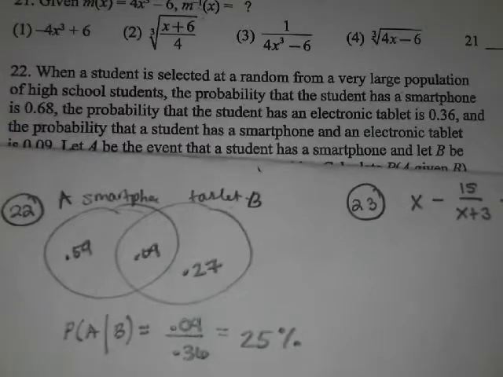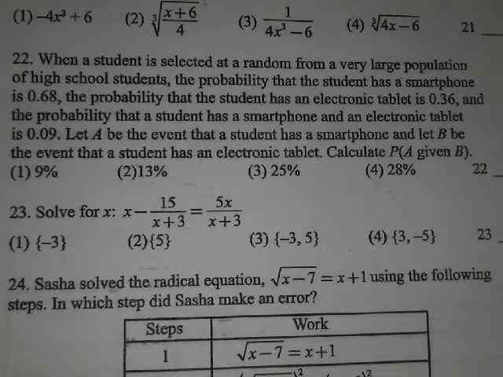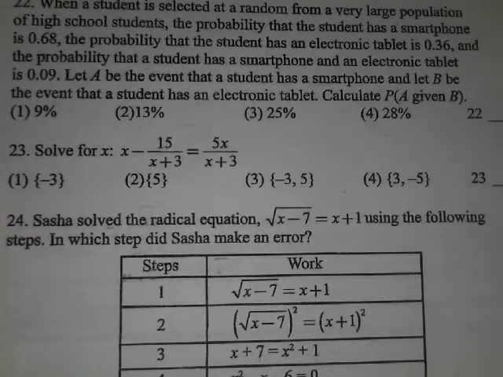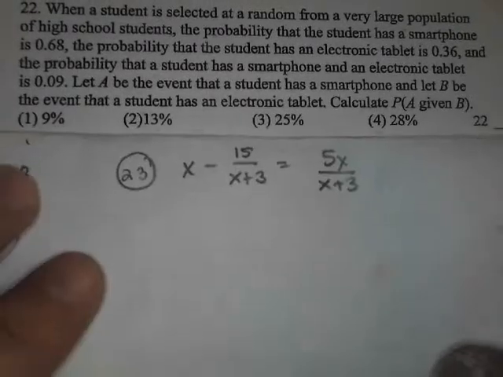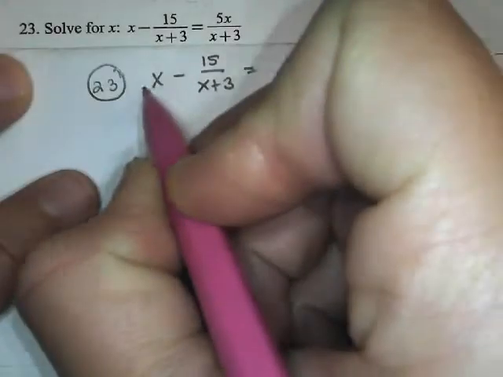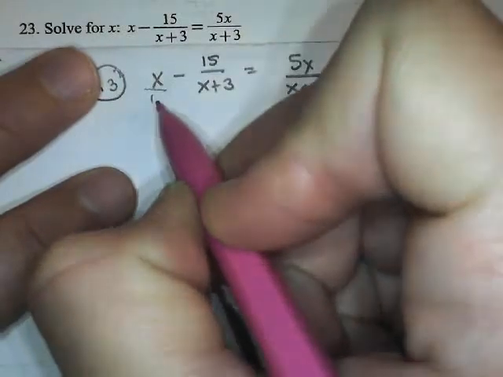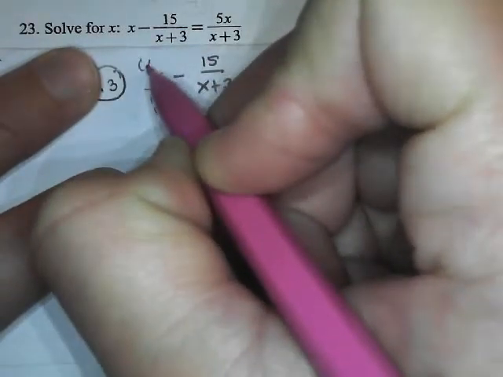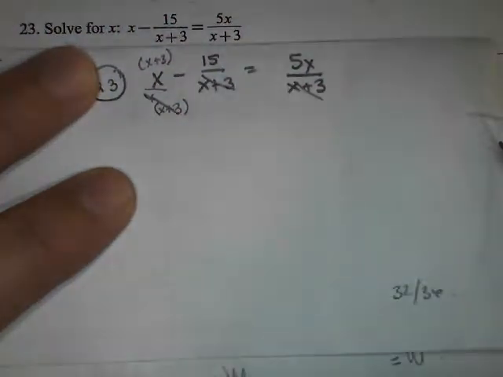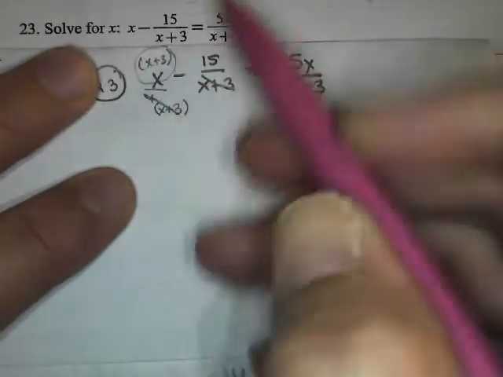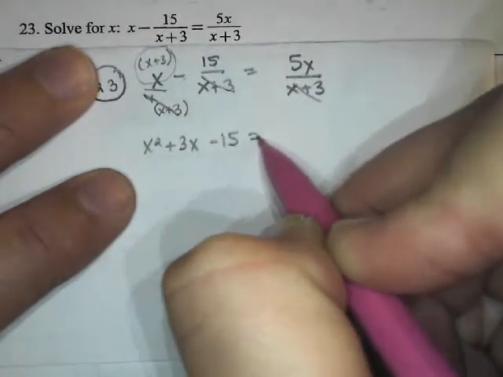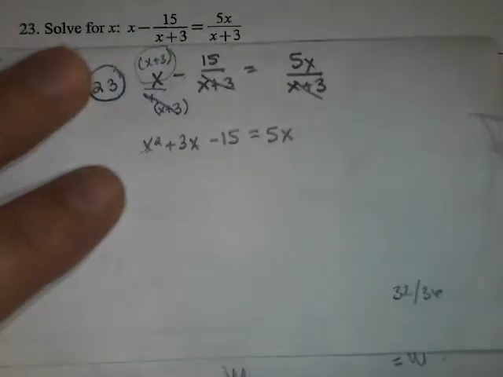Number 23 is just a solving. It's a rational equation. What do you have to do first in a rational equation? Get a common denominator. So this one is over 1, which means it needs an x plus 3. And then all your denominators are x plus 3, so we can drop them all, right? I have to multiply out this numerator. I get x squared plus 3x minus 15 equals 5x. And what type of equation is this now that we have to solve? Quadratic. Get it equal to 0, so subtract over your 5x.